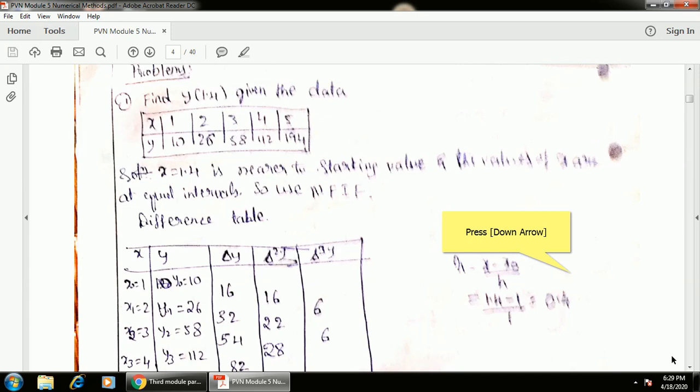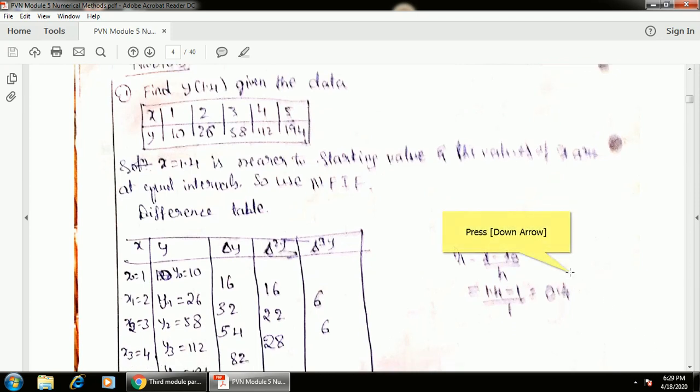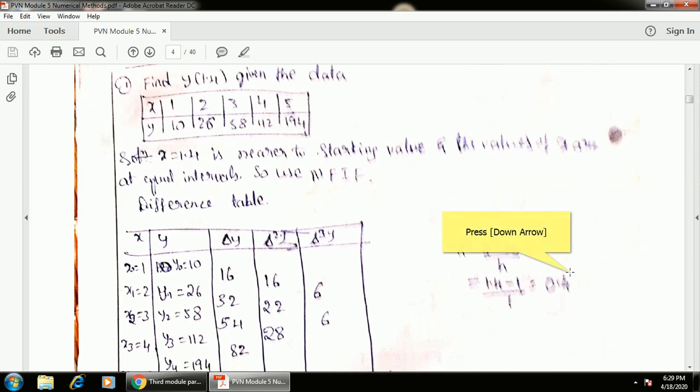And we need to find the value of y at x is equal to 1.4. 1.4 definitely is nearer to 1, the starting value of x. Hence, we need to use Newton's forward interpolation formula. For that, first we need to form the difference table.